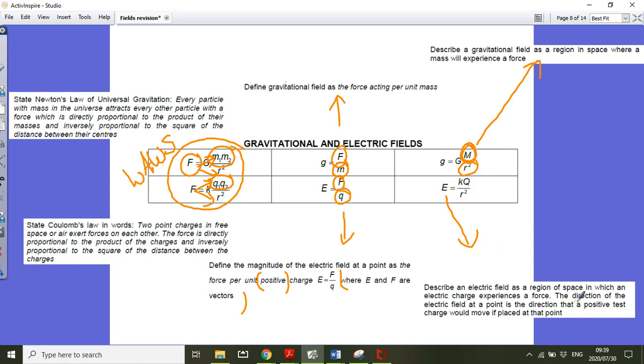And then just remember that the direction is the direction in which a positive charge would move. And that's fields. Now go practice.